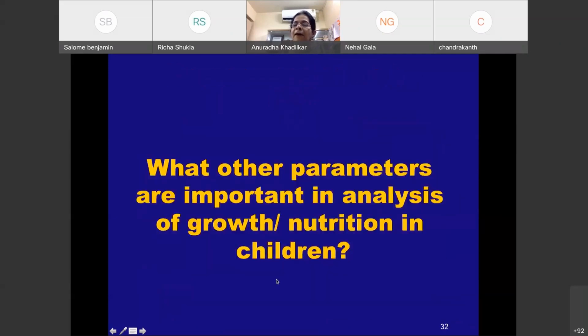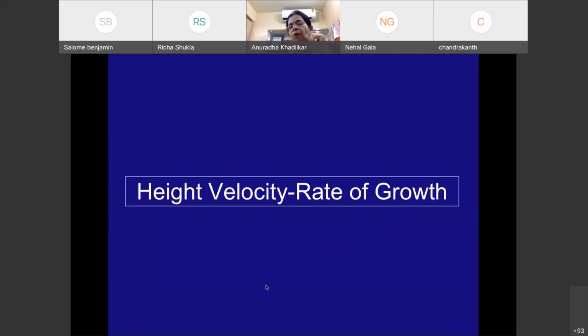So what are the other parameters that are important? We discussed height, we discussed weight, we discussed BMI, we revised a little bit about children under 5 years of age. What are the other parameters that you need to use? And like I said some time ago, this is in children who are not sick, not hospitalized. These are children who are essentially healthy children, but who have come to you with growth failure. So you need to know a rate of growth.